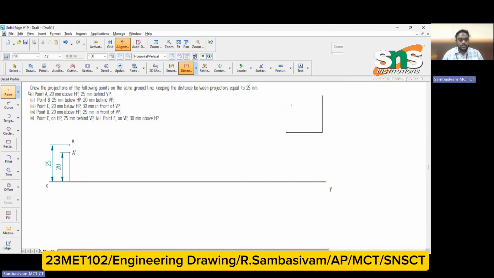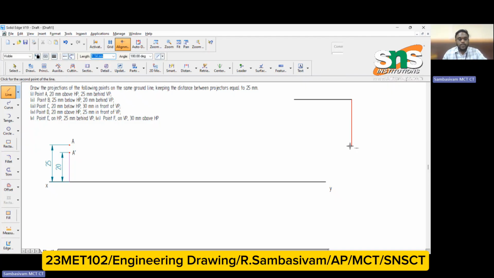Now I'm moving towards the projection of the second point, point B, 25 mm below HP and 20 mm behind VP. As the quadrant represents, 25 mm below HP is below the x-axis and 20 mm behind VP is behind the y-axis. So for that I have to draw these things. As I said, it is represented in the third quadrant. From this point, the projection of the point is carried out, so this point is projected like this.